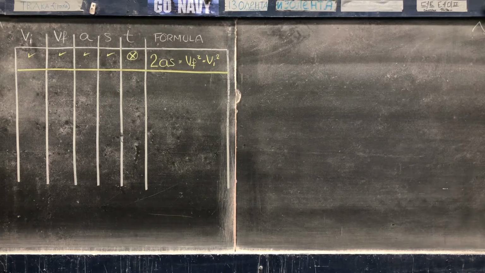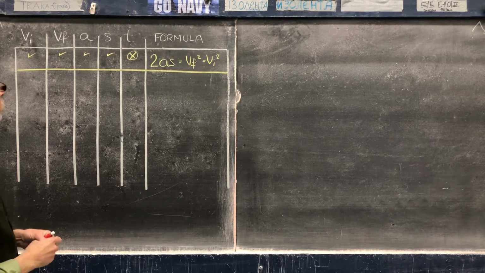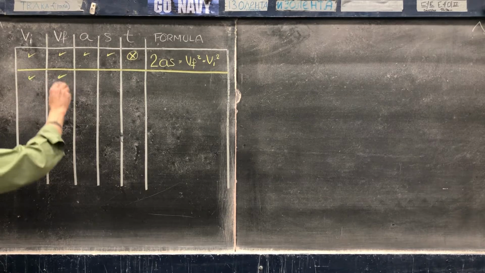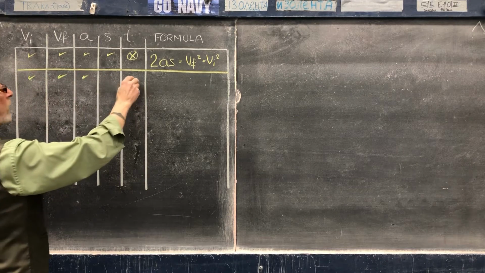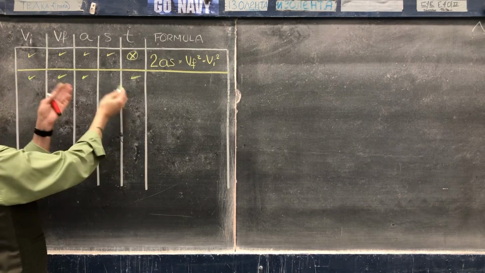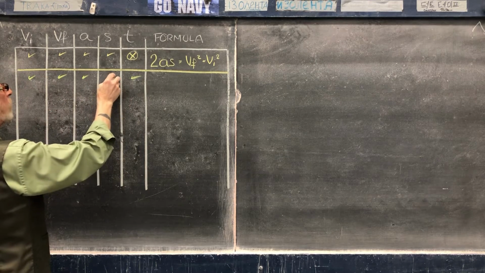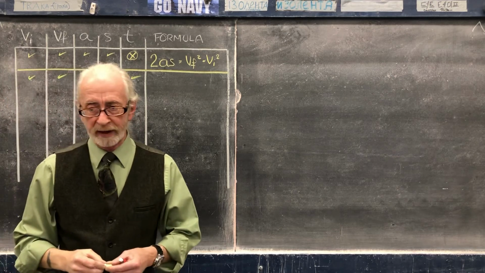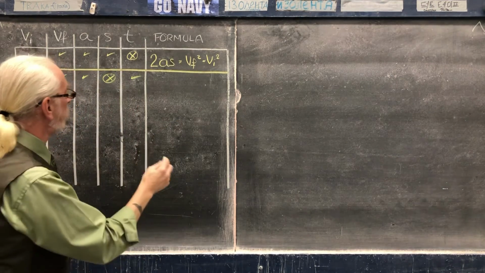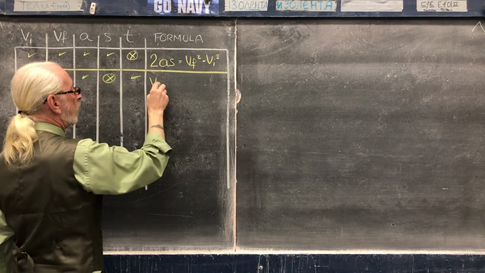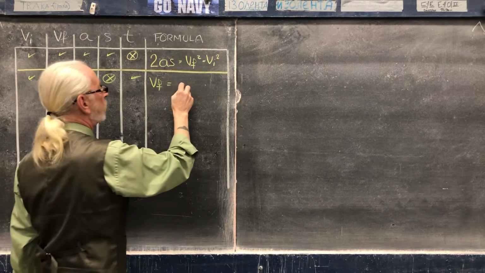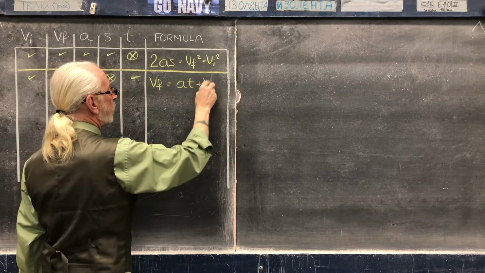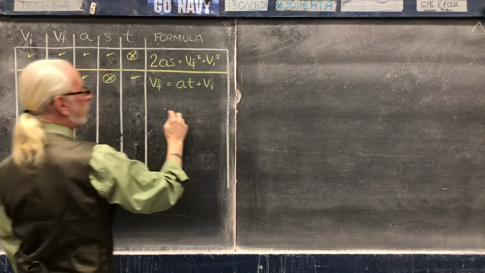Another possibility could be that you have initial velocity, final velocity, acceleration, trying to figure out time, or any combination therein. But the point is that displacement is not in play. Displacement is your odd man out, in which case your formula will be final velocity equals acceleration times time plus initial velocity.